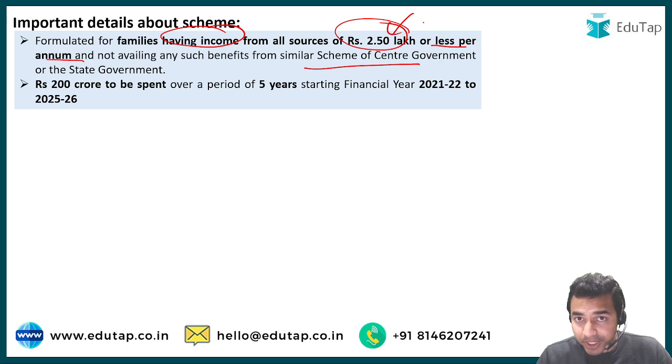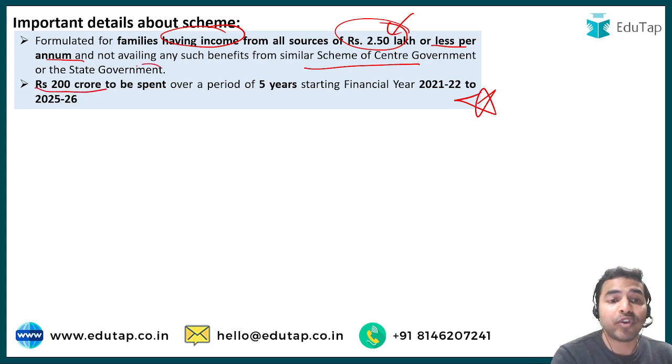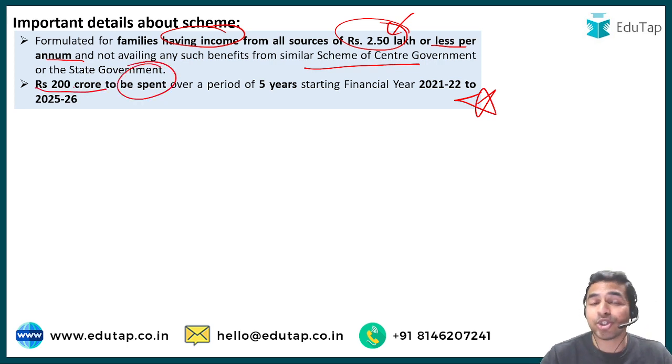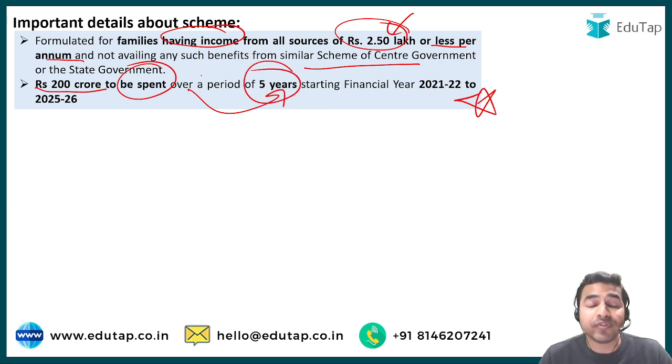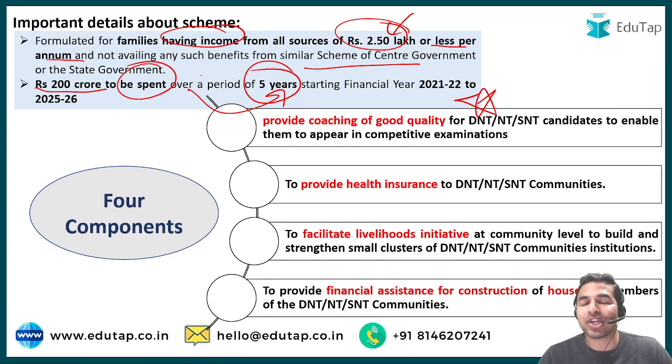And guys, for this particular scheme, kindly note, and this is a very important point from the exam point of view, that rupees 200 crore will be spent on the execution of this scheme for a period of 5 years, and this 5-year period will be from 2021-22 to 2025-26. So I hope that this part is very clear to all of you.